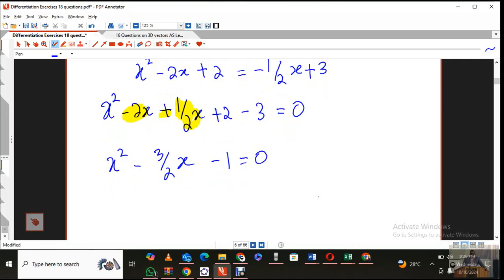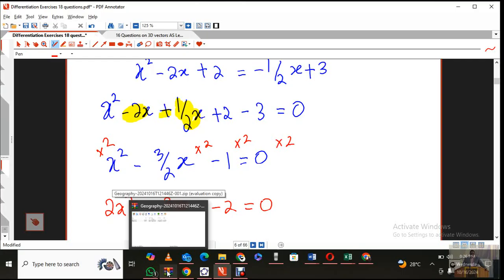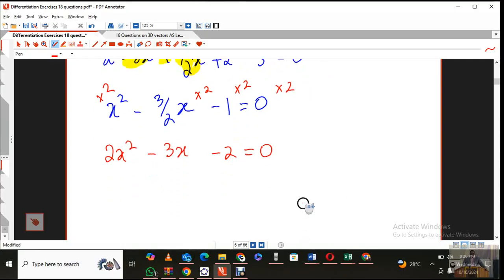So we do not like that fraction. What we do is, because of that denominator, we're going to multiply each term by 2, on the right as well. So eventually I have 2x squared minus 3x, because the 2's cancel, and minus 2 is equal to 0. So this should factorize, and I hope you are very much aware how to factorize this. I'm just going to get straight to the point. It's 2x plus 1, and then you have x minus 2.